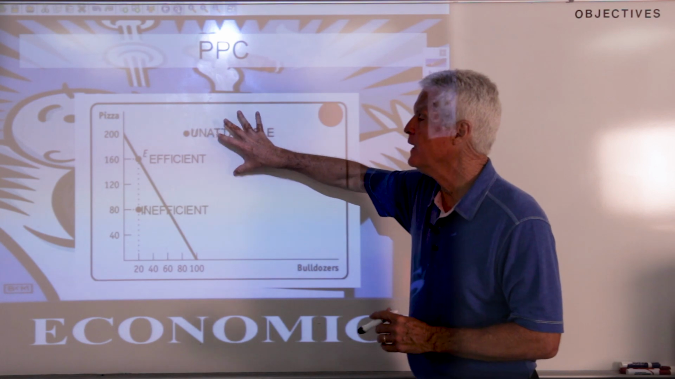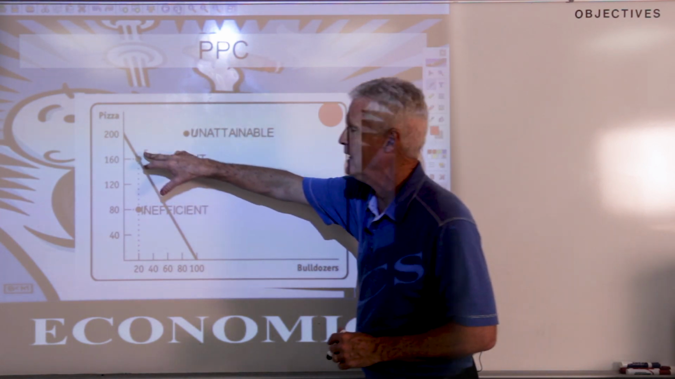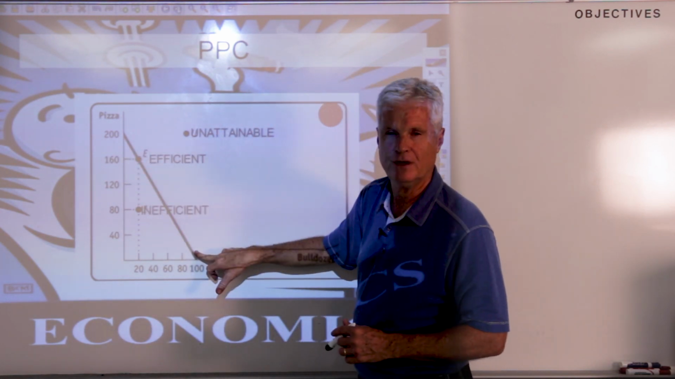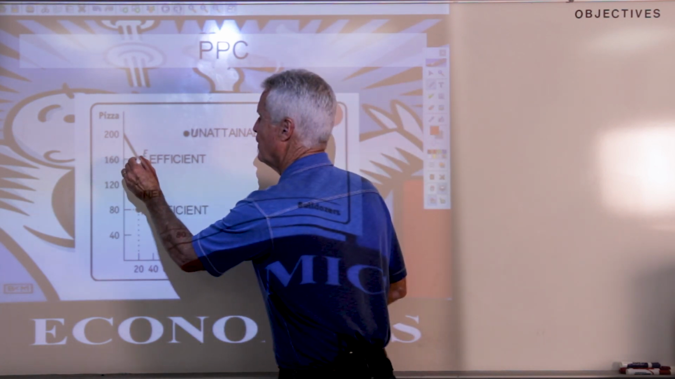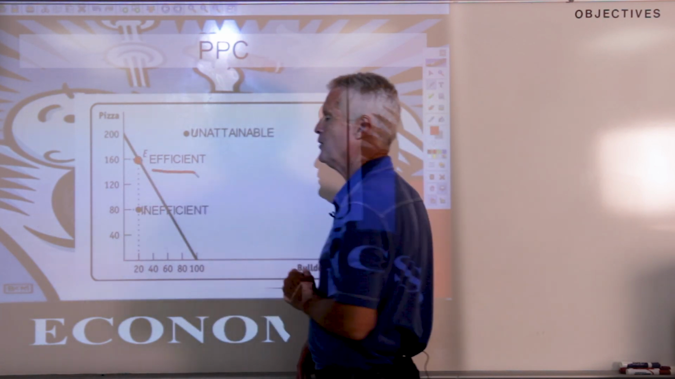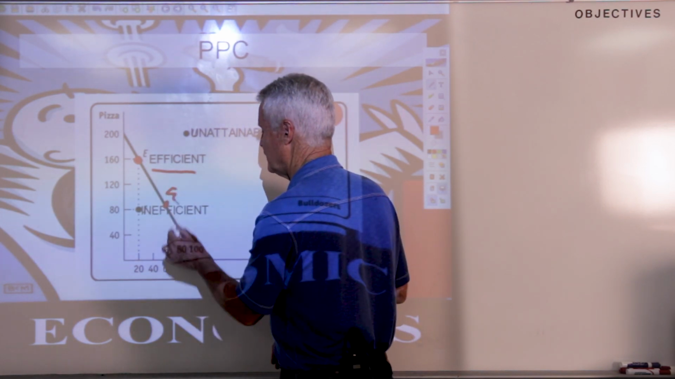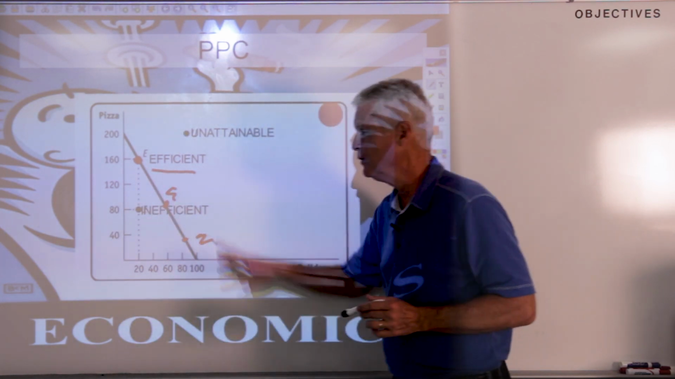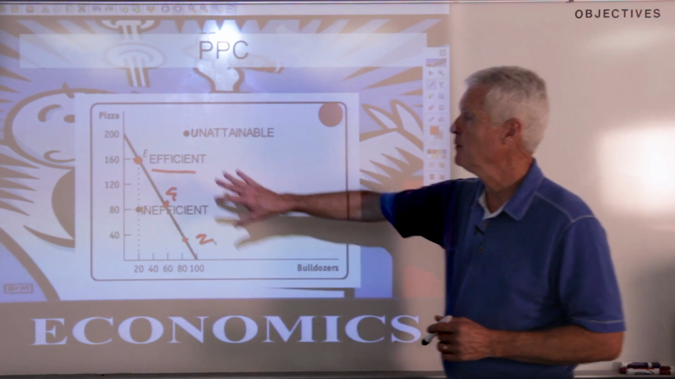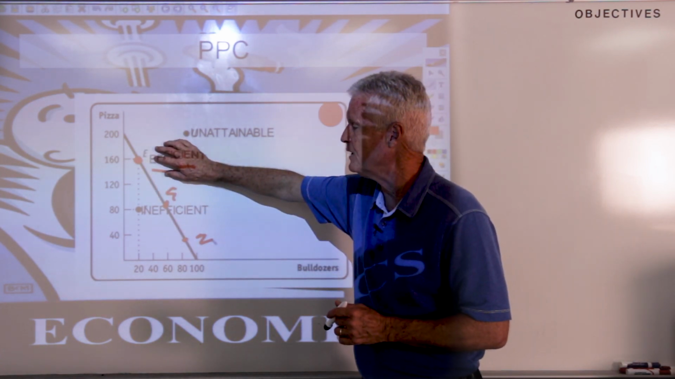And then on here, I want you to add something. Anything on the curve is efficient. So put a point on the curve, label it efficient. This point here would also be efficient. This point would be efficient. You could add points if you wanted to, but make sure on the curve is efficient.